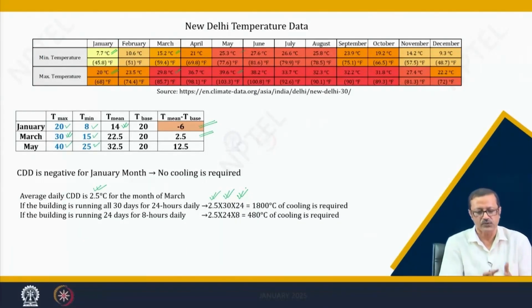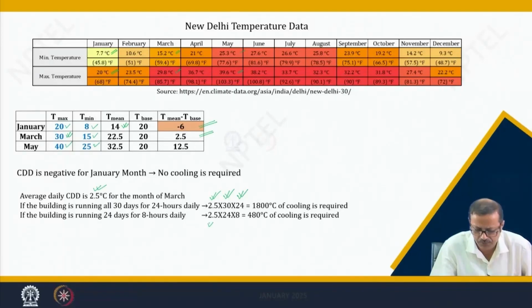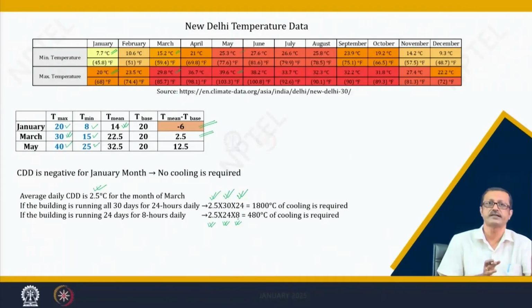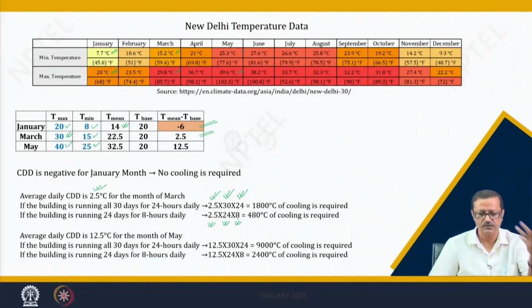If the building is running 24 days only, suppose in some office building there are 6 days of holidays and 8 hours per day, because it is a kind of office building. So, your total multiplication is 2.5, 24 is the number of days and 8 is the number of hours per day. So, total about 460 degree cooling is required for the month of March for some other building which is running 24 days and 8 hours per day or so, right.